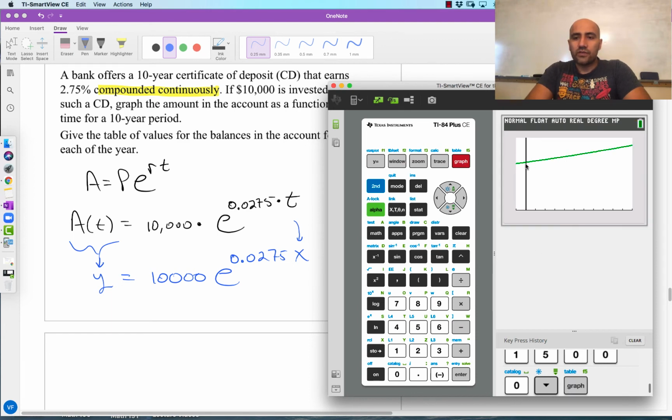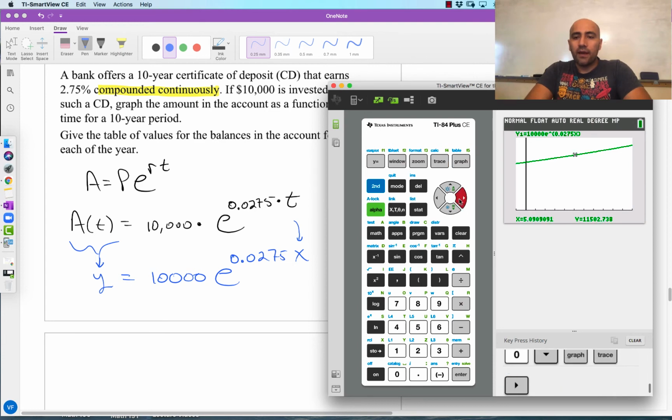Okay, so this is the line we got from our graph. We can see that it's slowly growing. If I want to see what values are on there, I can hit the trace button, and then I can see the equation up here, the green one. I can see that this is the ordered pair (5, $11,474). So when x equals exactly 5, at the end of 5 years, this would be the balance on the account: $11,474 and about 2 pennies.